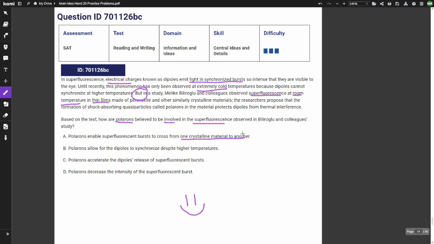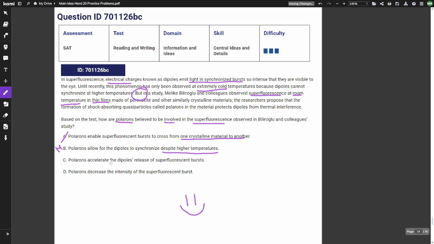Alright, never in the text does it talk about these bursts, they all of a sudden are moving across and stuff, so it's not gonna be A. B. Polarons allow these thingies to synchronize despite higher temperatures, and this one is true, because here in the text it says that normally it only happens when it's extremely cold, but now it happens at room temperature as well, so it's a little higher in temperature. So B might be our answer.